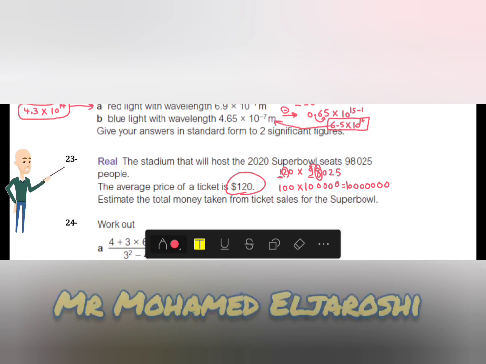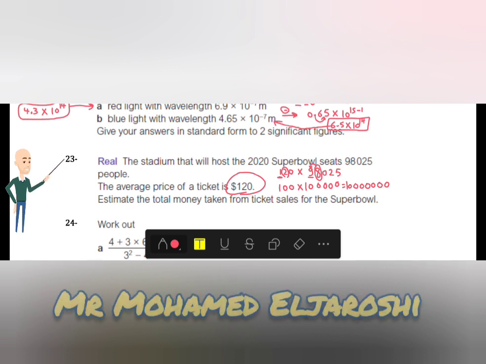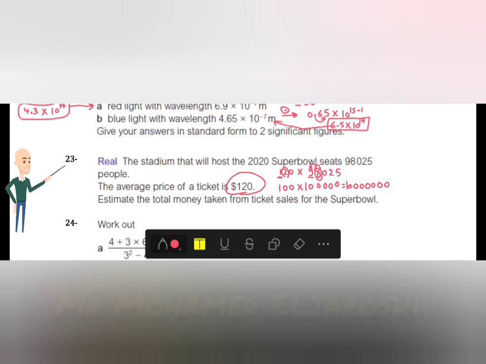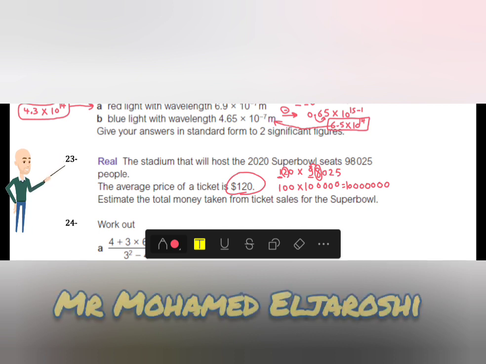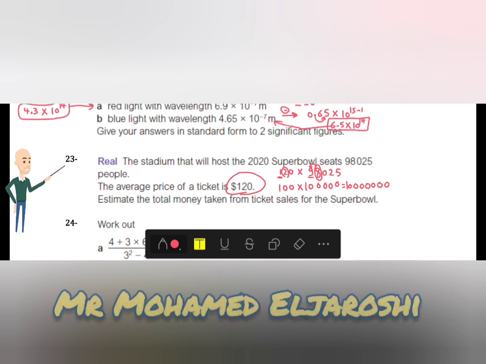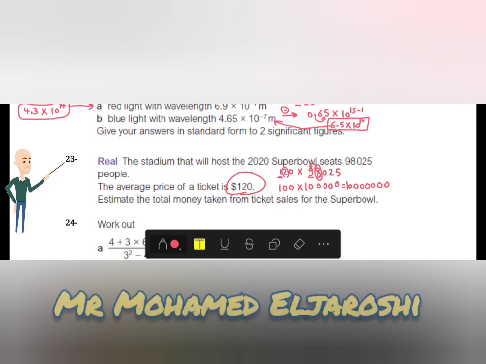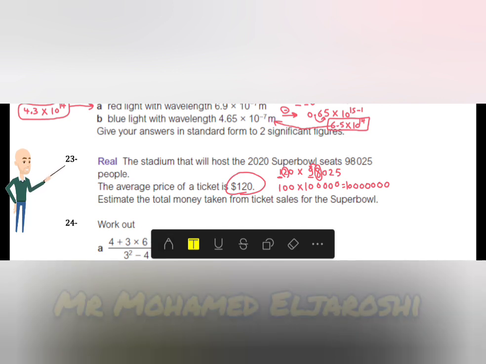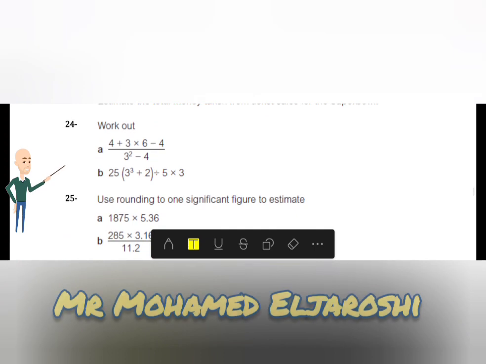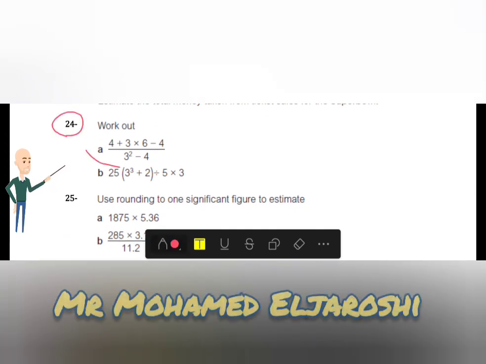So I estimated the total money taken from ticket sales for the Super Bowl because I know the number of seats and I know the average price of this ticket. So estimating means tell me a number, not the exact number, but a number as close as possible to the exact number. Now let's move on to question 24. Question 24 here says workout. And we know that workout means use the calculator to answer these questions.